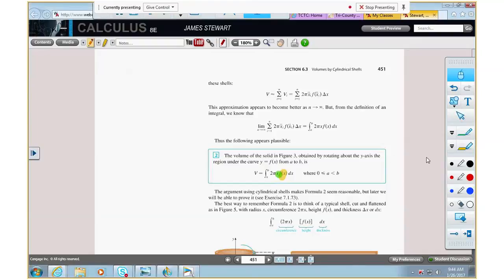Now the reason I'm using the book here is because I can't draw worth a crap. At least I'll tell you that right up front.